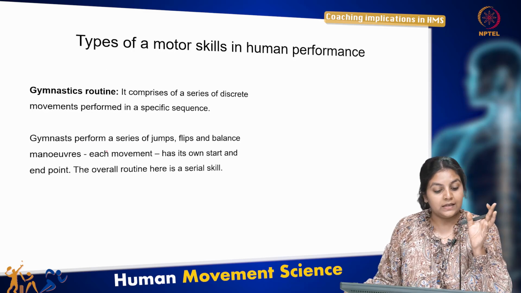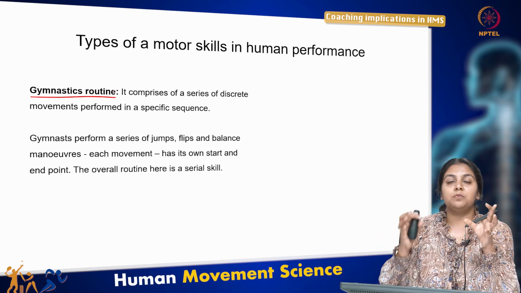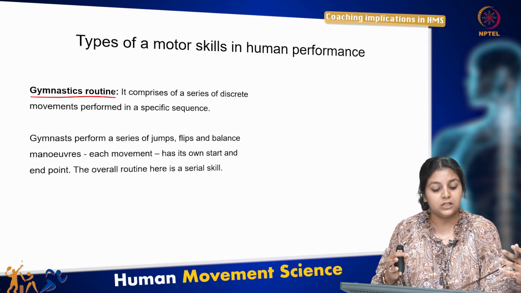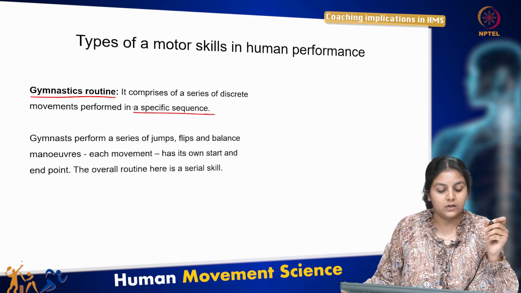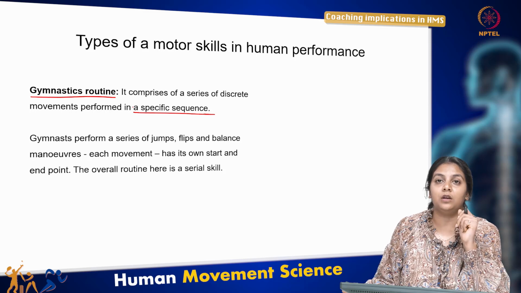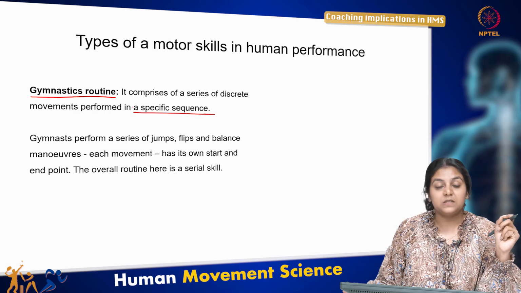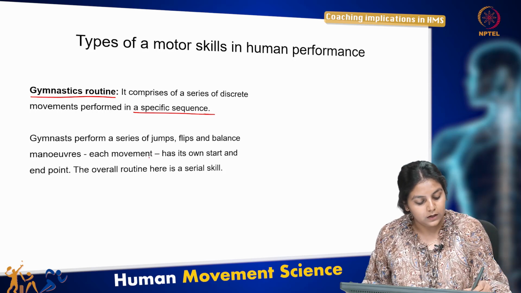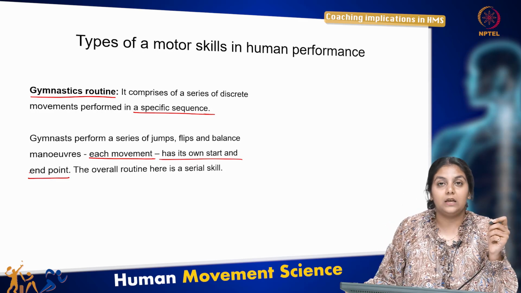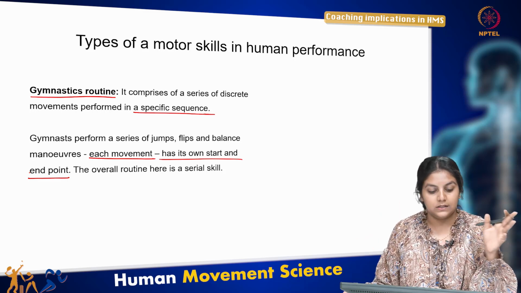A good example is the gymnastics routine. In a gymnastics routine, you have a series of different discrete movements performed in a specific sequence. They perform a series of jumps, flips, and different kinds of balance maneuvers. Each movement has its own start and end point, making it a serial skill. So the overall routine is a serial skill.